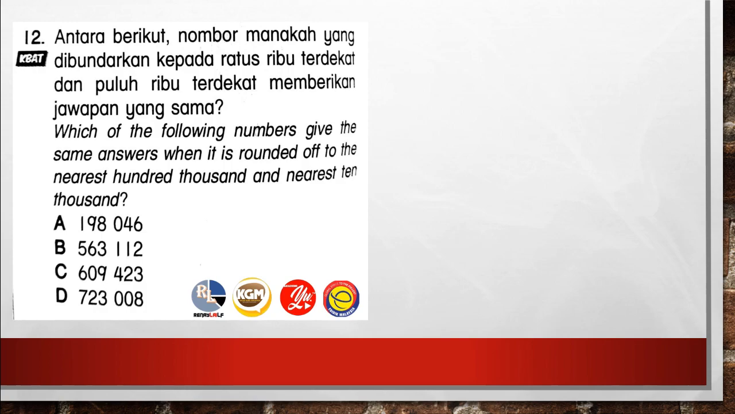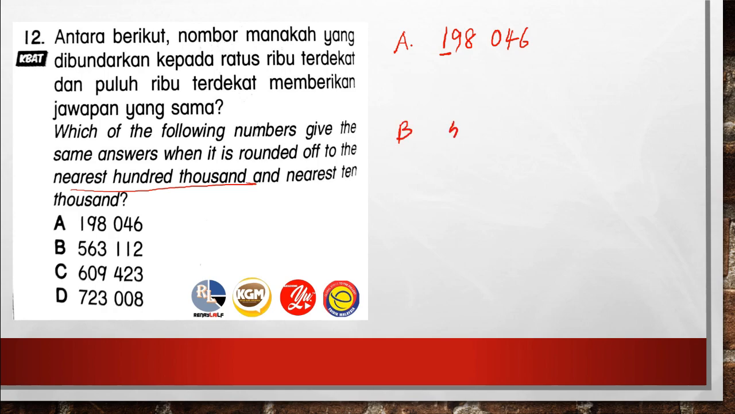All right, let's look at number 12. Which of the following numbers give the same answers when it is rounded off to the nearest 100,000? Nearest 100,000. So let's look at A. All right, 198,046. Nearest 100,000. 1 is 100,000.